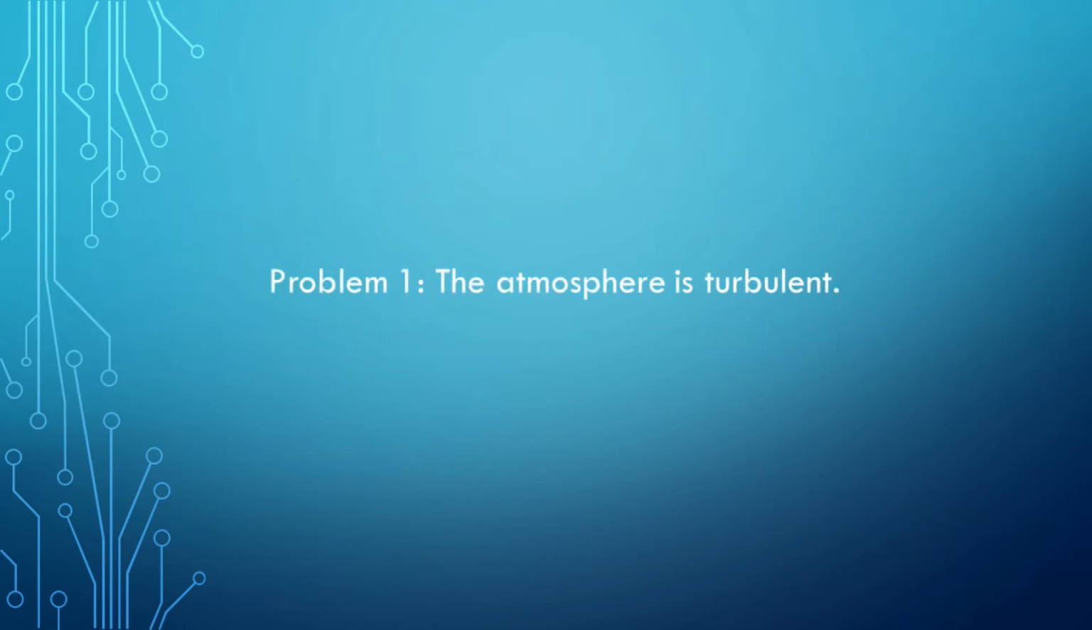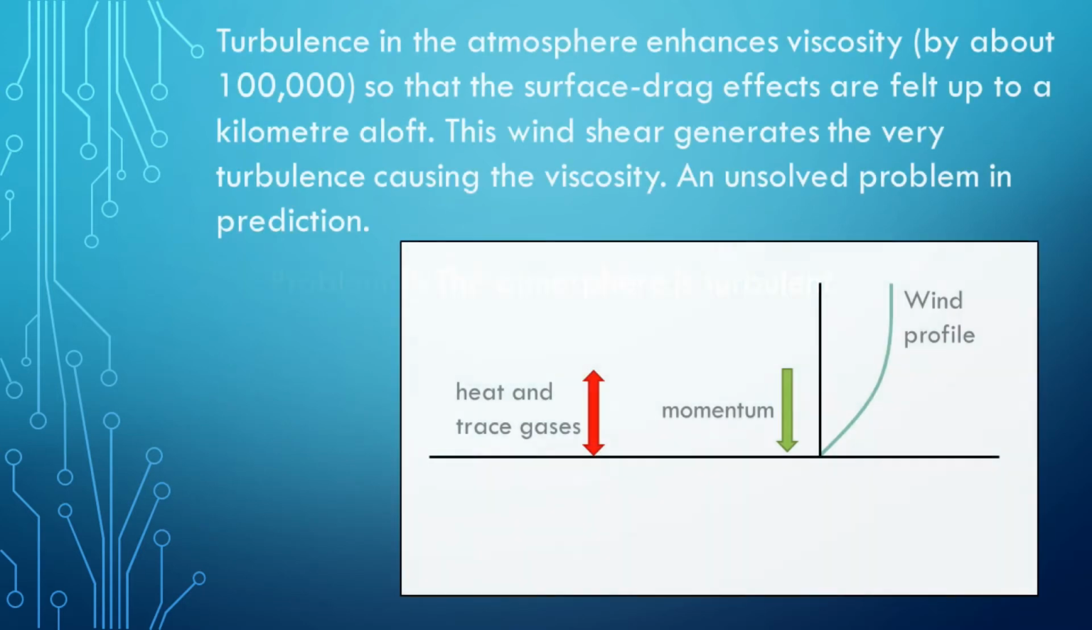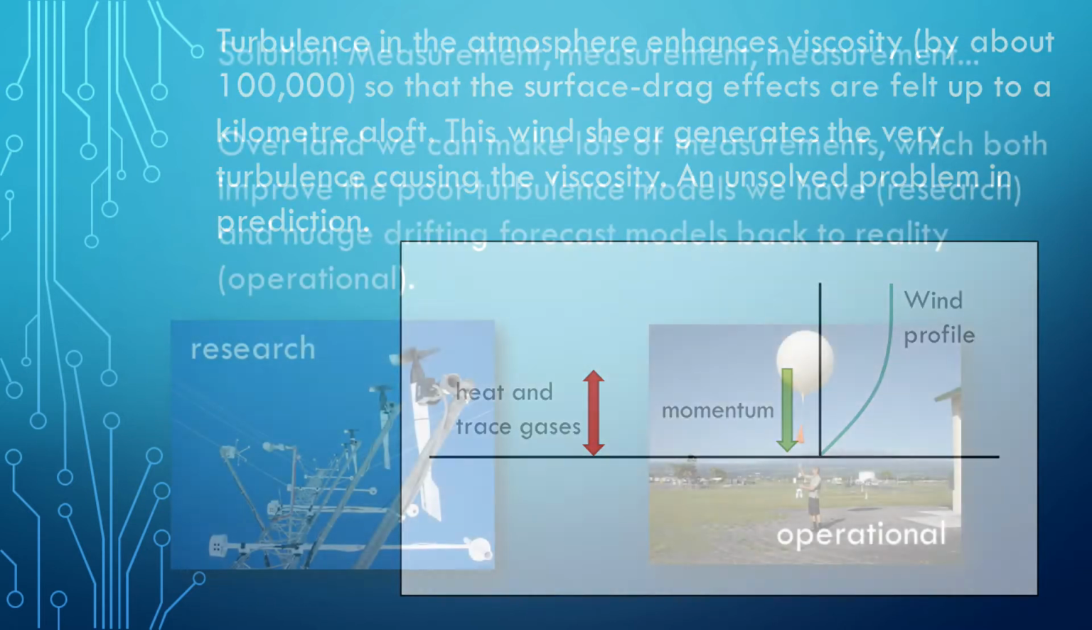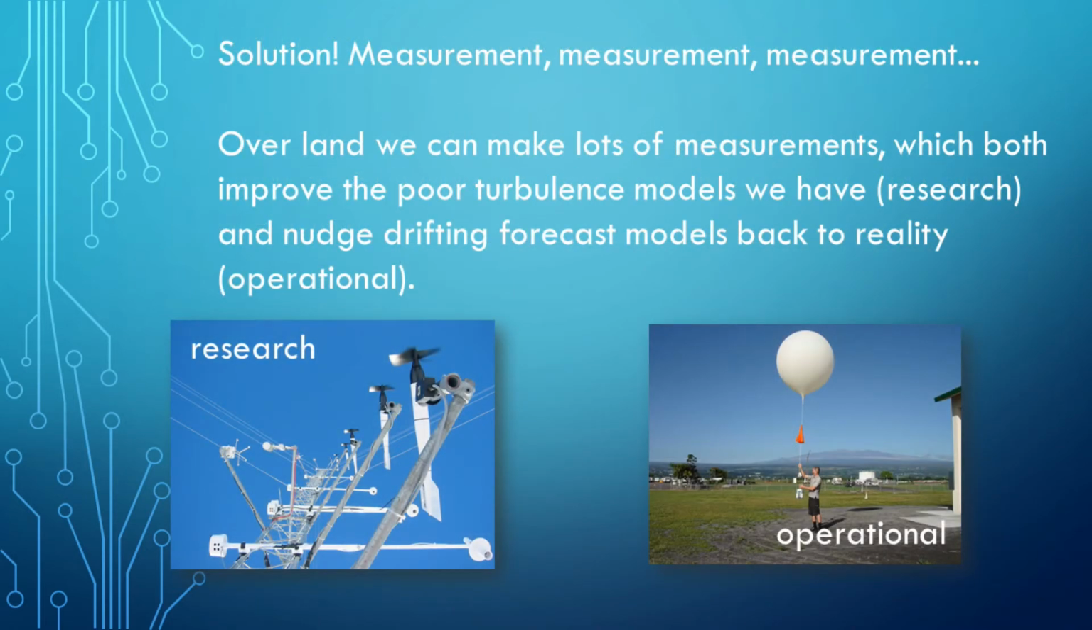First problem: the atmosphere is turbulent. Turbulence in the atmosphere enhances viscosity. It makes it more like treacle than we might expect if it was just dominated by molecular forces. So the turbulence actually increases this viscosity by about 100,000. And this means that the surface drag effects are felt all the way up to about 1 kilometre aloft. The solution is measurement, measurement, measurement.